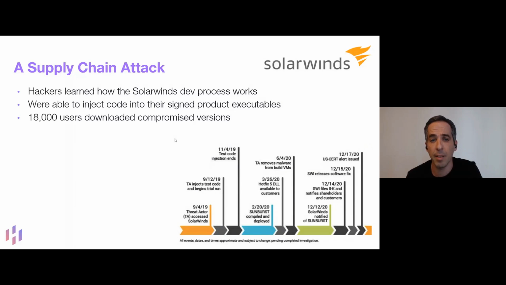And once they observed that, they were able to inject code into the signed product executables that SolarWinds produces, and basically put a backdoor inside the SolarWinds product. Once the product got updated automatically, 18,000 users downloaded compromised versions, including some government organizations and others. A very serious breach. And it all started with a tech company and probably some of the developers in the company, the DevOps teams, and so on. So this is how, in the real world, we see developers and security intersect.